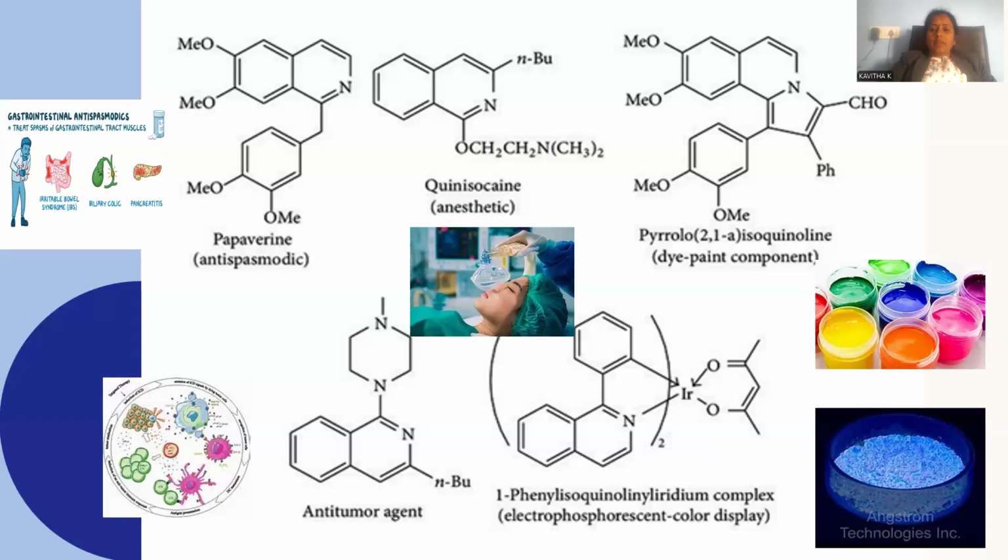It is a transition metal, and here is another alkyl chain where you can notice an alpha beta unsaturated ketone is located. All these are having coordinate covalent bonds with the metal iridium, where it is a kind of complex. You can notice it is a phenyl isoquinoline iridium complex, and that is having electrophosphorescent color display.